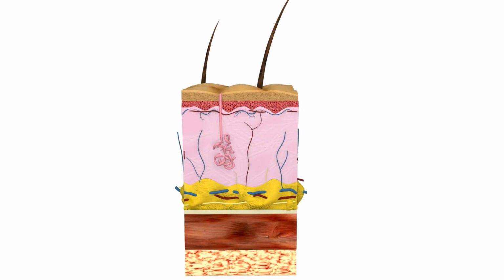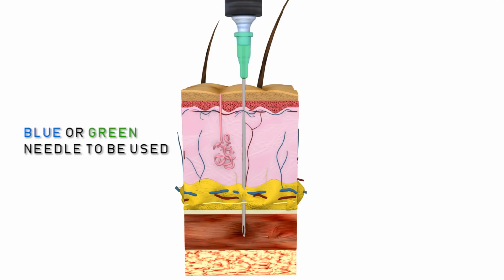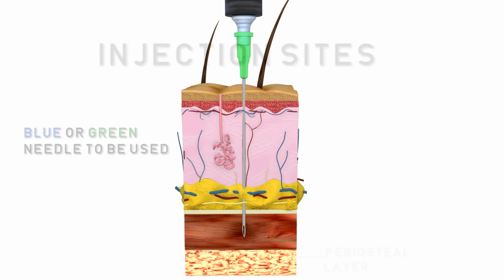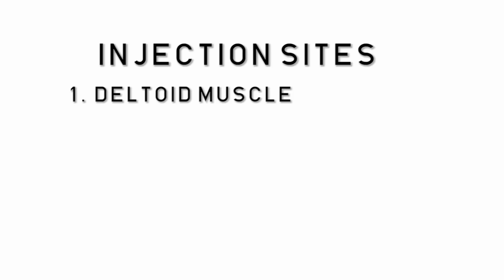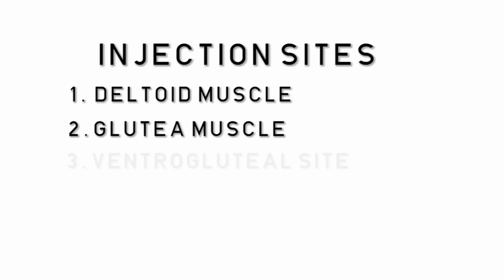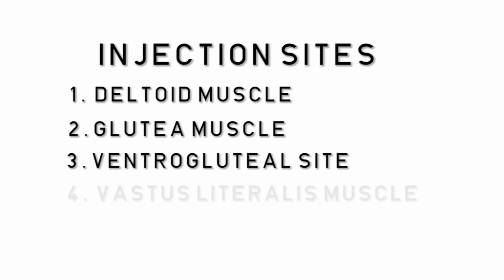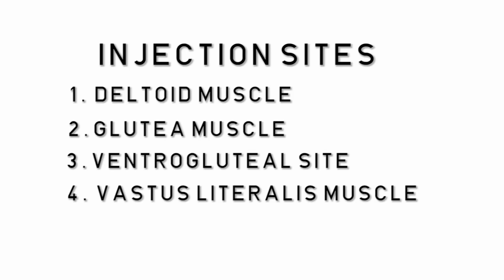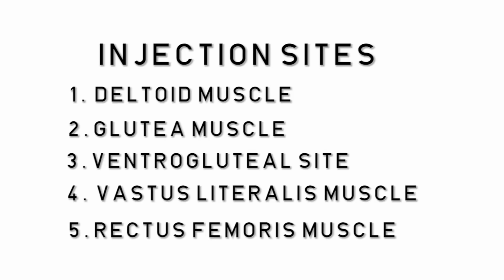The intramuscular route is used when a rapid systemic action is required. The nurse must consider whether a blue or a green needle should be used to access the muscle of this patient without hitting the periosteal layer of the bone. The intramuscular injection can be injected on 5 sites: the deltoid muscle, the gluteal muscle, the ventrogluteal site, the vastus lateralis muscle and the rectus femoris muscle.